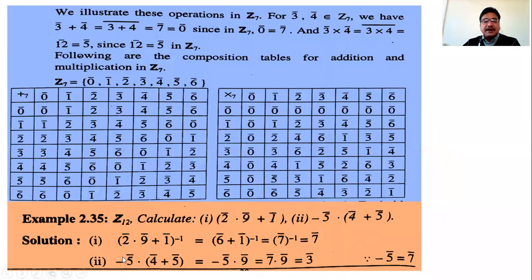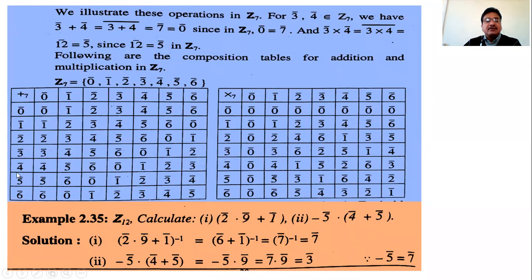Here is the question: what is minus 5 bar? What does minus 5 bar mean? It is the additive inverse of 5 bar. So what is the additive inverse of 5 bar? 5 bar plus what is equal to 0 bar? This is the Z7 table, but we have to draw the additive table of Z12. So in Z12, minus 5 bar: 5 bar plus 7 bar is 0 bar, because 5 bar plus 7 bar is 12 bar, and in Z12, 12 bar is 0 bar. So the additive inverse of 5 bar is 7 bar in Z12.